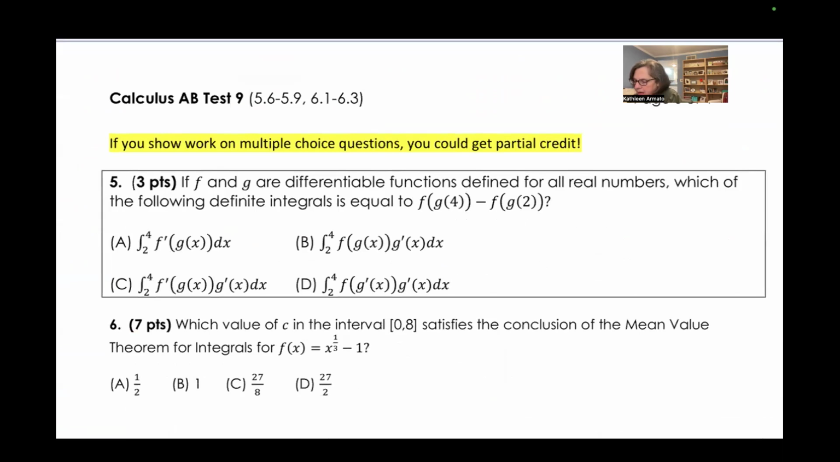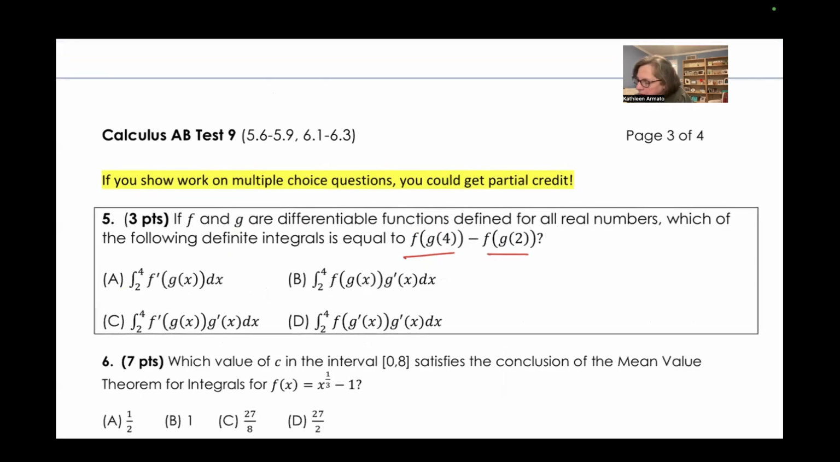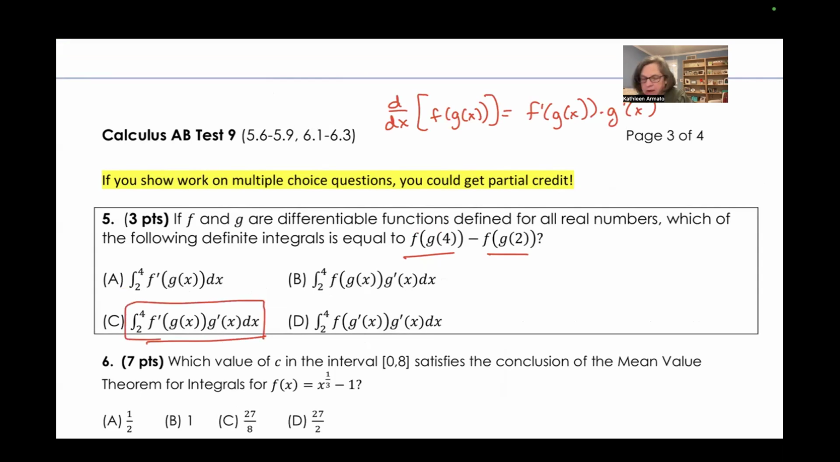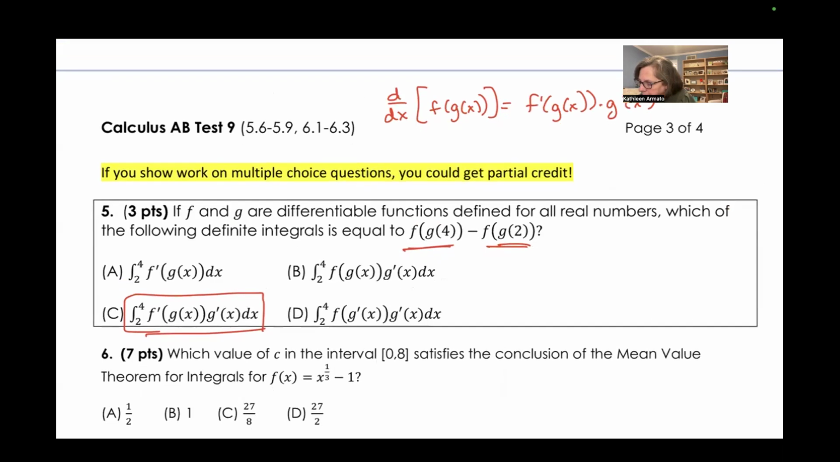All right, number 5 is basically chain rule. Because notice I have f of g of 4 and f of g of 2. So that means the function would have been f of g of x, and I would have had to use chain rule to take that derivative. So remember, the derivative of f of g of x is f prime of g of x times g prime of x. Right there, guys. F prime of g of x, g prime of x. And when I integrate it, I'd be plugging in the 4 and the 2, which is what I see here.